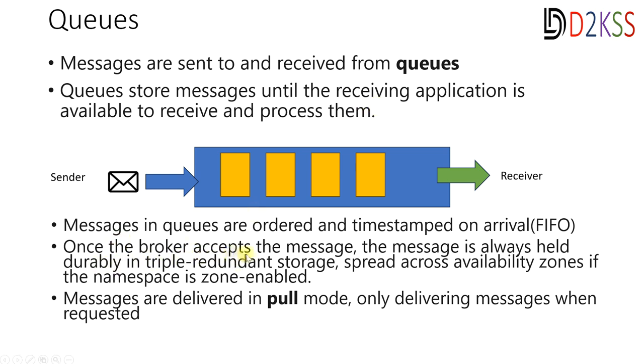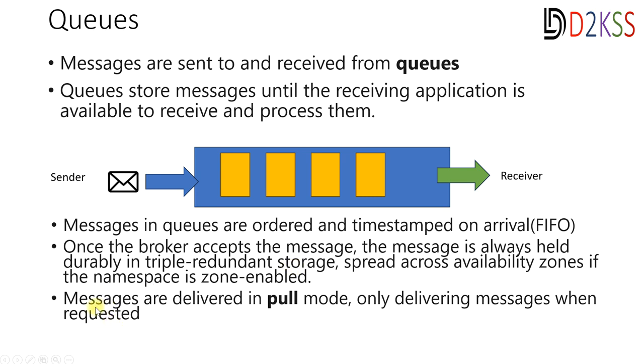So once the message broker accepts the message, meaning that once the service bus accepts the message from the sender, this particular queue will store all those messages under triple redundant storage, and it will spread across multiple zones. When you enable geo redundancy for the service bus, whatever messages you are pushing to the queue will spread across multiple zones, and the data backup will make sure of recovery if any disaster occurs in any one of the zones.